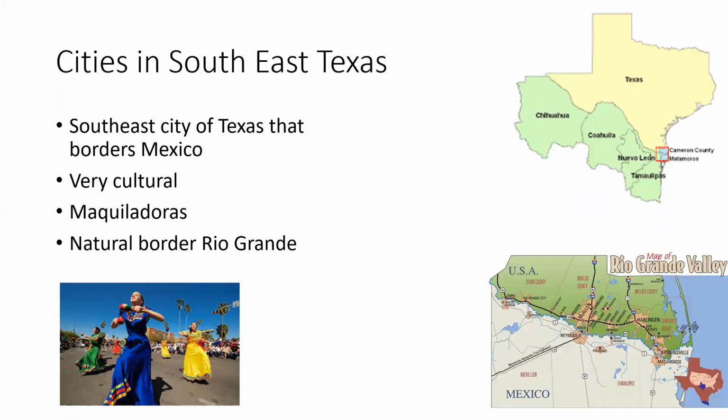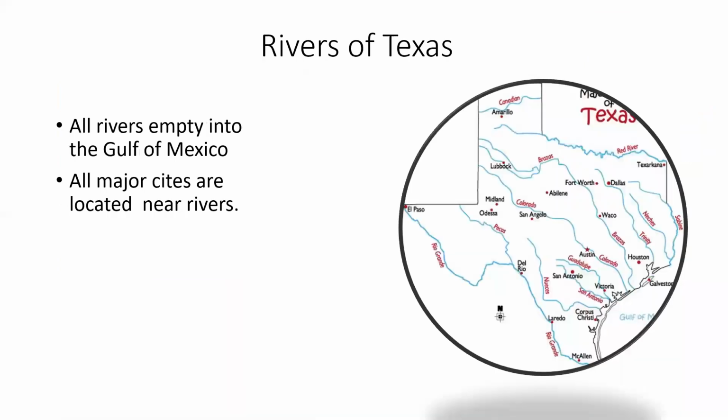So cities in Southeast Texas, we're starting to see further south is going to be Brownsville, Texas. This area is highly populated, very cultural. Some big industries here are maquiladoras, which are big shops that make things that we like, such as sneakers. This particular area is bordering the Rio Grande, which is a natural border to Texas. So very cool.